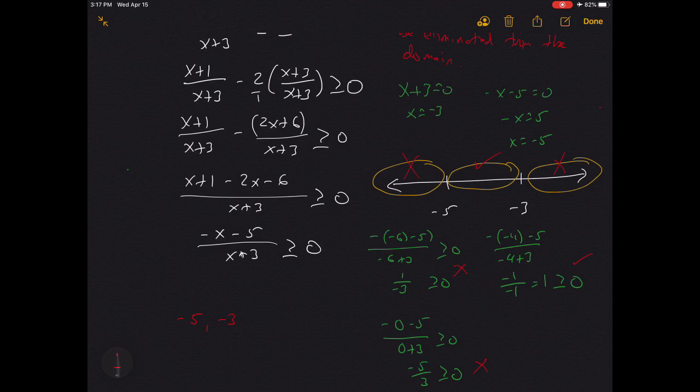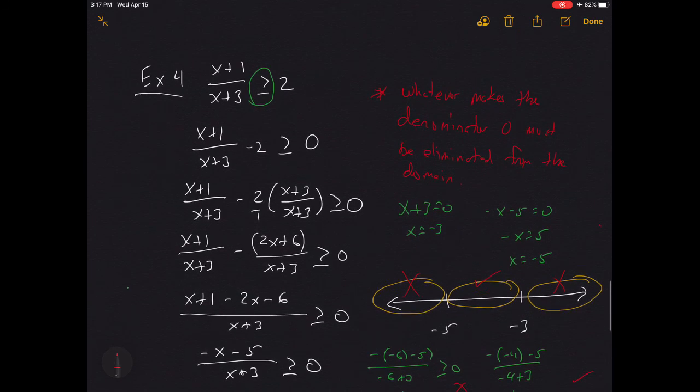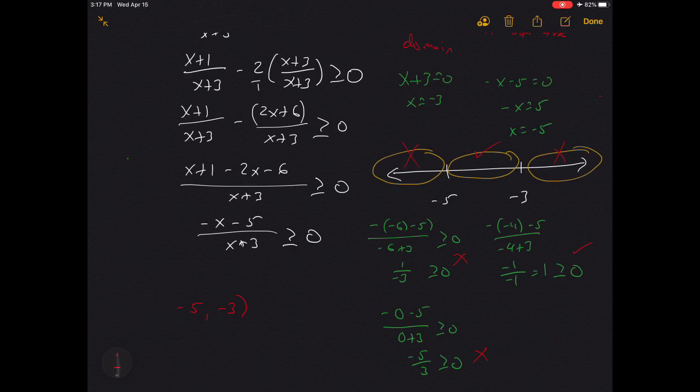Remember how we said that the negative 3 in this case, because it was in the denominator, cannot be included, so it gets a parentheses. The negative 5, however, because the original function here did have the equal to symbol, the negative 5 is included because that was not something in the denominator, so that was okay. So that is the solution to that problem.